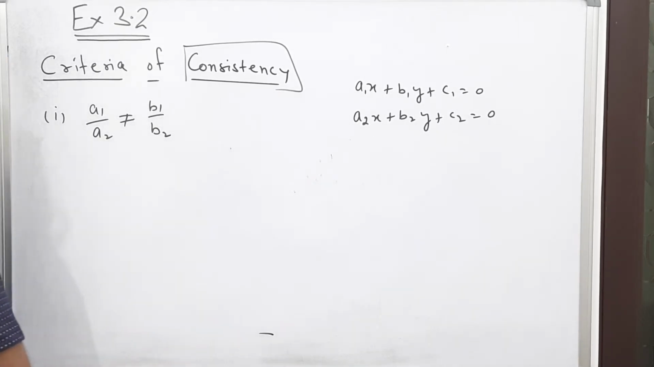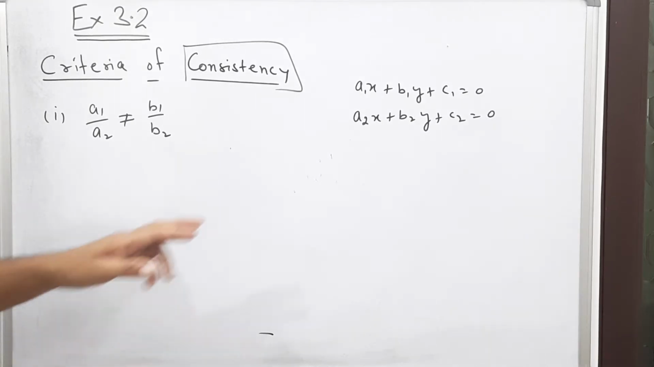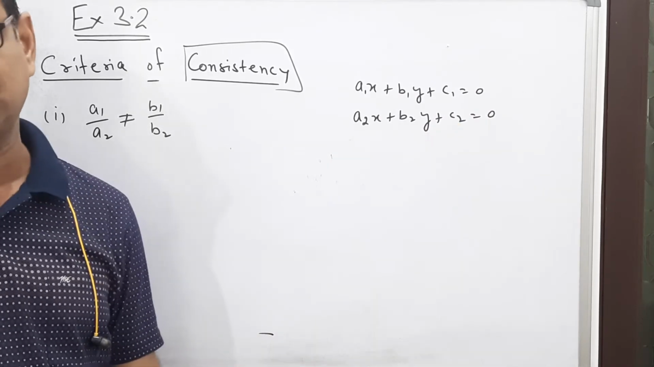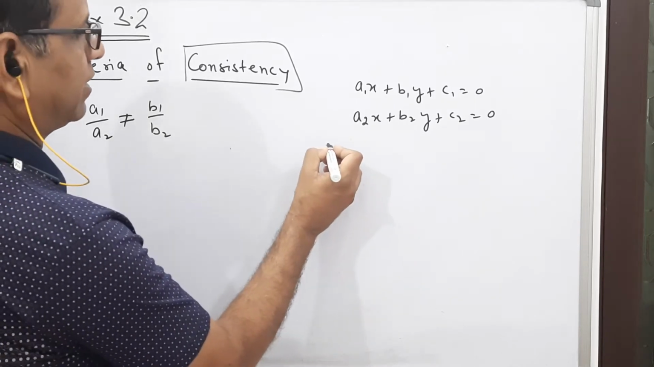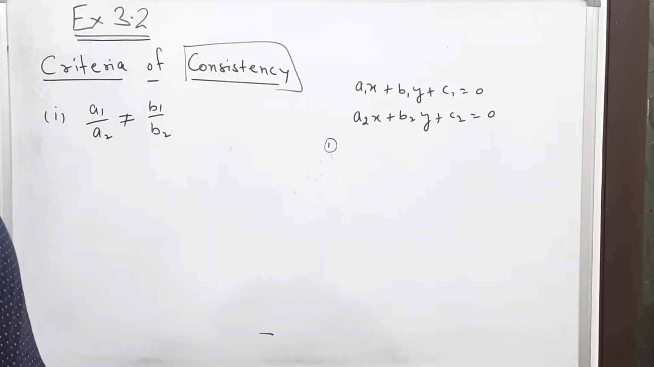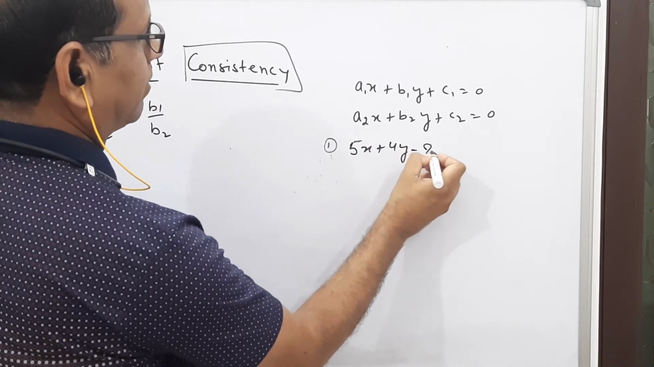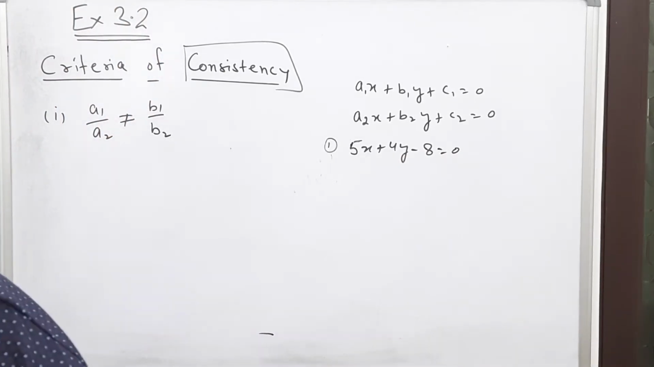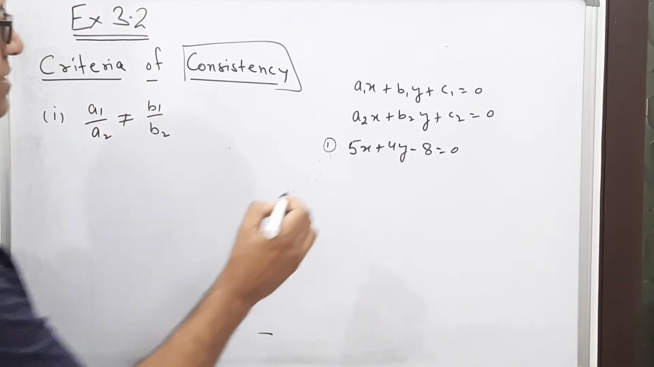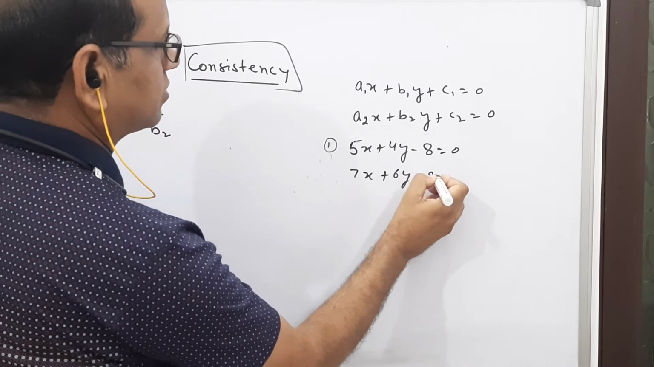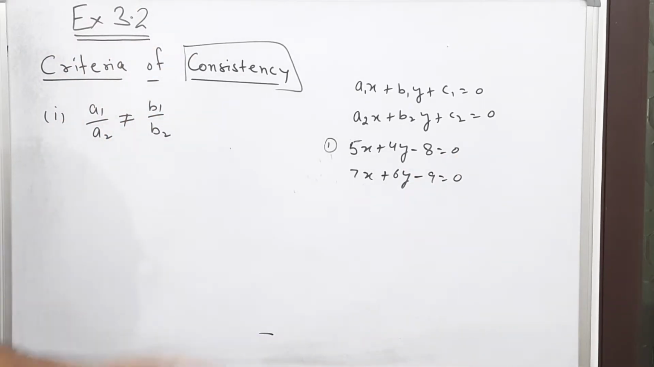Now you see there is a general pair of linear equations: a1x plus b1y plus c1 equals 0, a2x plus b2y plus c2 equals 0. I am taking an example, say the pair of linear equations 5x plus 4y minus 8 equals 0 and 7x plus 6y minus 9 equals 0. I will be explaining all these criteria with the help of an example.